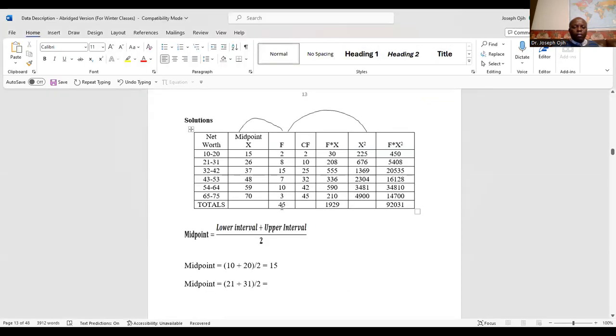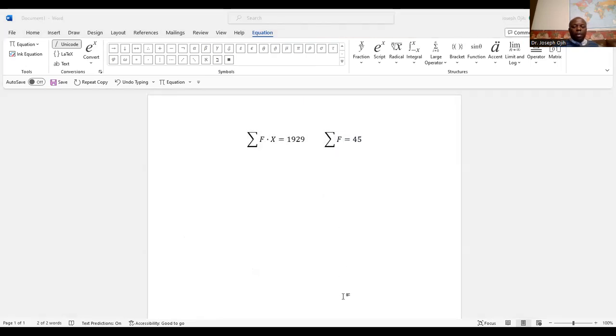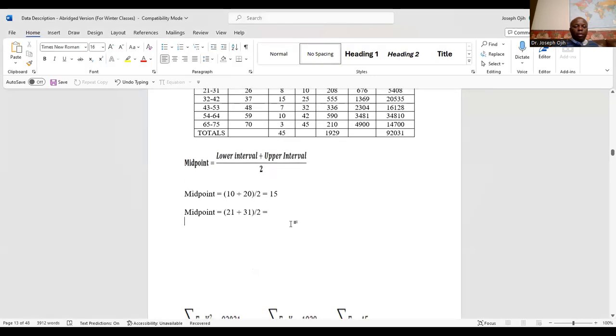Sum of f, this is the sum right here, 45. Okay, put 45 here. So I'm gonna copy this, place it there in our main workbook here. So with this, we can now find the mean.